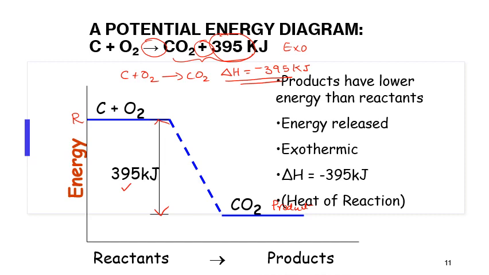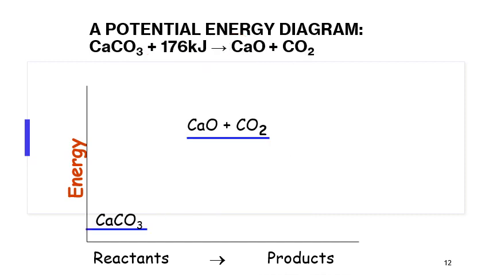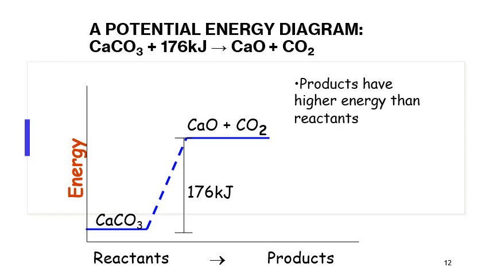So that's how we are going to show in the potential energy diagram the delta H for an exothermic reaction. Now let us see an example for an endothermic reaction. So for the endothermic reaction, here's calcium carbonate, CaCO3 plus heat energy. We can see that heat energy is on the left side, with the reactant.